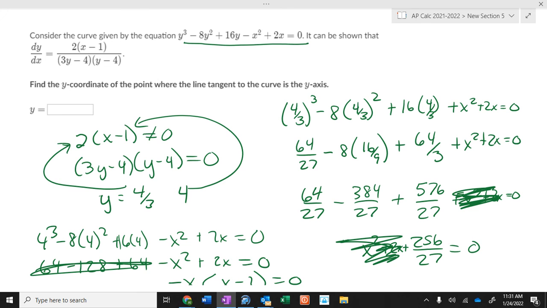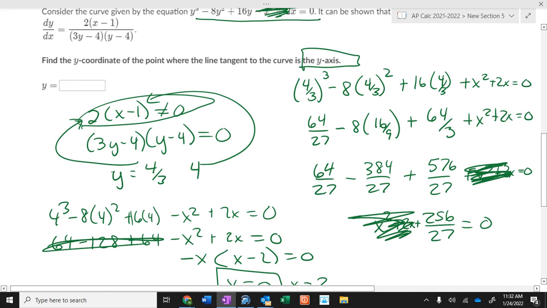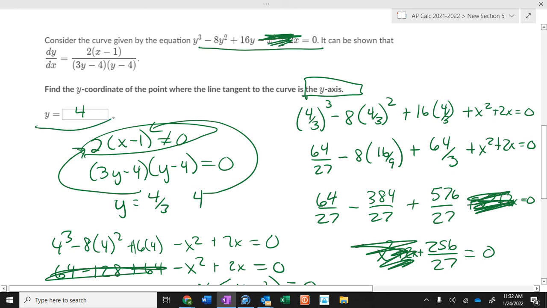So, well, we need 0 in for this, because x has to be 0 because it's on the y-axis. So x has to be 0. And so if x is 0, that works for this equation. And then if we put a 4 into here, it makes 0. But if we put a 4/3 in here, it doesn't make 0. So y equals 4 is the only possible thing it could be. Okay? So the answer to that would be 4, because 256 does not equal 0, so it can't be the 4/3 one.